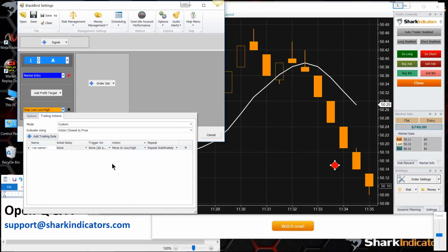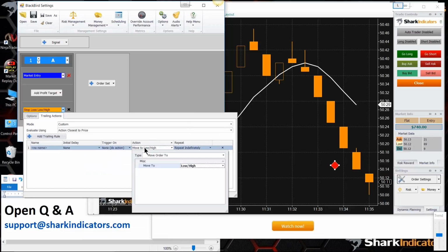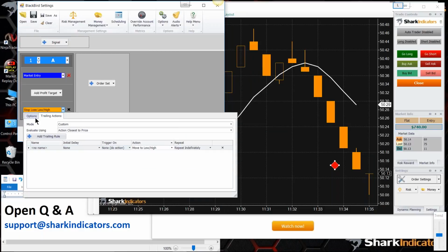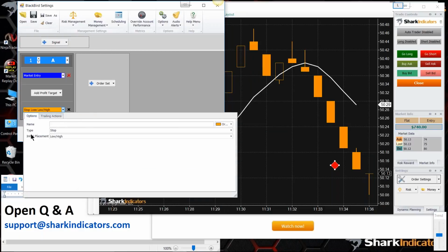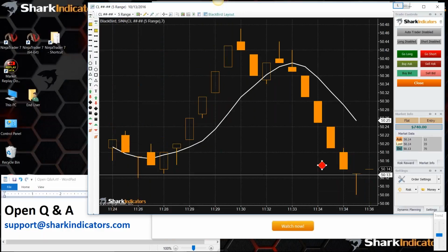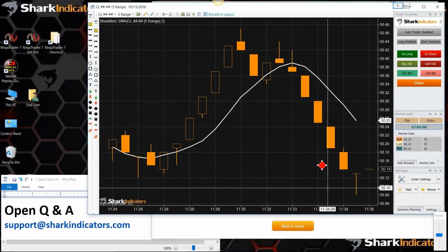Now let's go make that same adjustment to our trailing rule here. So set this one to the minimum, and short trades get set to maximum. Alright, so our trailing action is set to the same as our initial placement. Let's click OK.